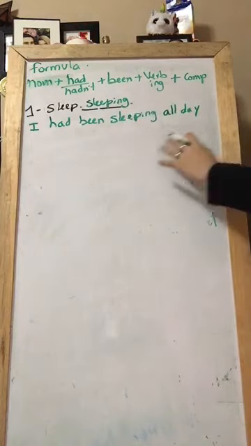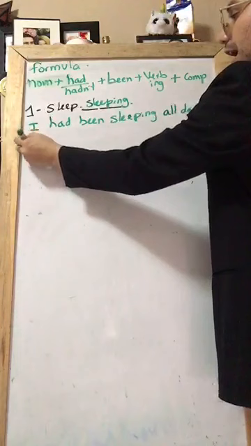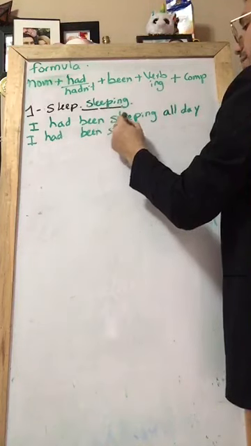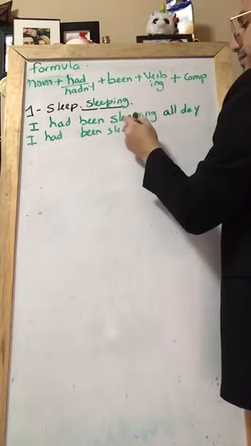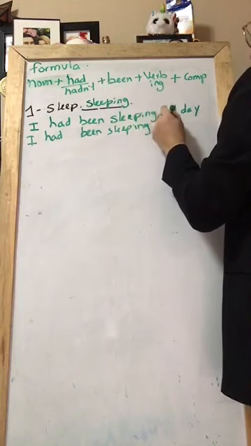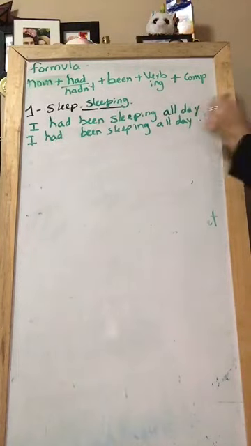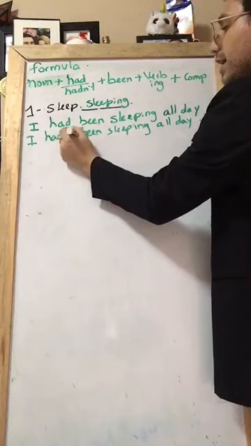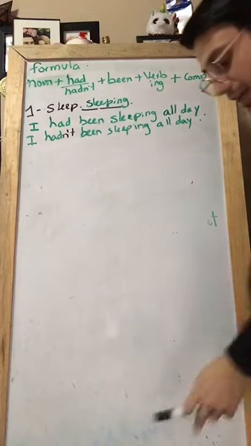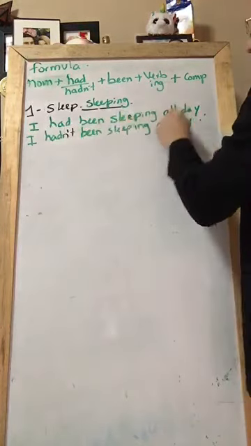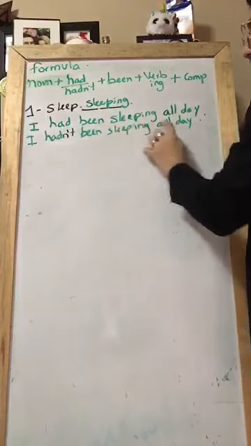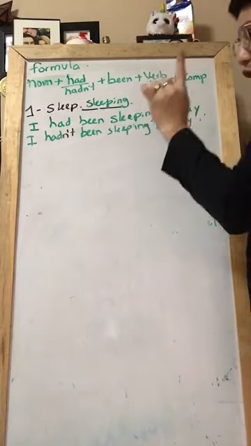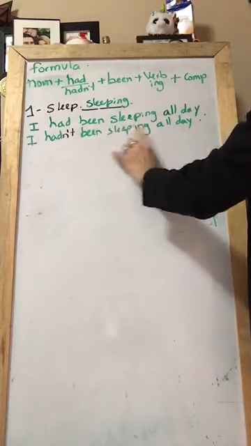Okay? And now, how do you make this into a negative? You just change something. I had been sleeping all day. Am I missing something? Yes? I'm missing something really small. An N, apostrophe, and a T. And that's how I make this sentence into negative. So I say, I had been sleeping all day, or I hadn't been sleeping all day. So you would say, yo había estado durmiendo todo el día, o yo no había estado durmiendo todo el día.